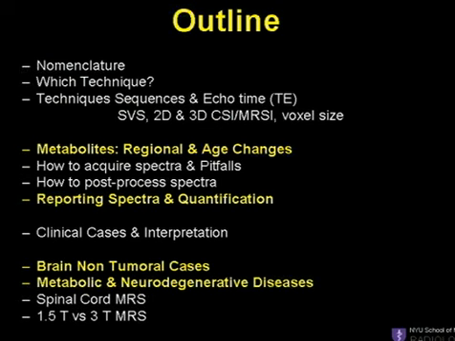So what we're going to try and cover today, ultimately in a case-based review at the end, is what technique we are going to use for MRS, what echo time and what sequences, whether it's single voxel, 2D or 3D CSI. What are some of the regional and age-related changes that you see? Some pitfalls when you're acquiring spectra, how to post-process spectra, which is really very minimal these days, how we report spectra, and then finally some clinical cases, non-tumoral and then some tumoral cases at the end.